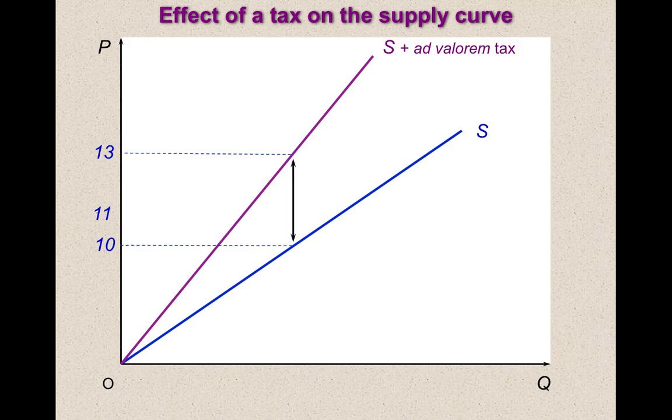However, what if the price was 11? Would it be the same distance between the supply curves? Well, no, it wouldn't, because 30% of 11 is not 3. It would be 3.30. So the price would be 14.30. So it would be a little bit further distance between these two curves. So just note that ad valorem tax looks just slightly different, and it gets further as the price goes up, it gets further away from the initial curve.